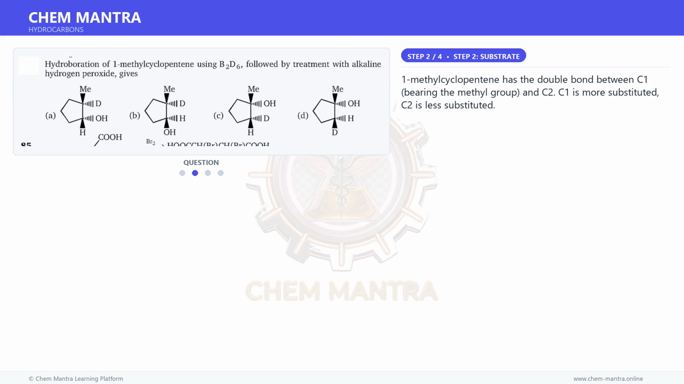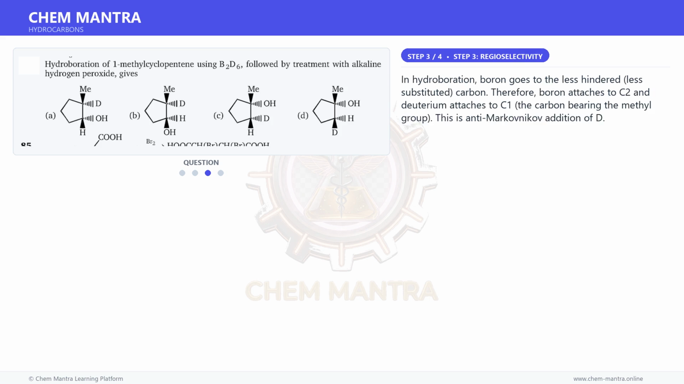1-methylcyclopentene has the double bond between C1, bearing the methyl group, and C2. C1 is more substituted, C2 is less substituted. Moving on to the next step. In hydroboration, boron goes to the less hindered, less substituted carbon. Therefore, boron attaches to C2 and deuterium attaches to C1, the carbon bearing the methyl group. This is anti-Markovnikov addition of D.